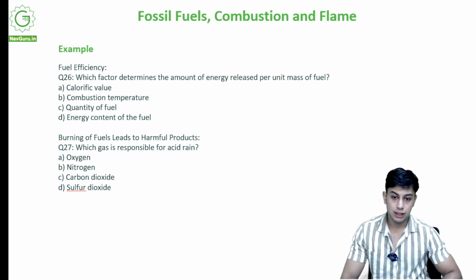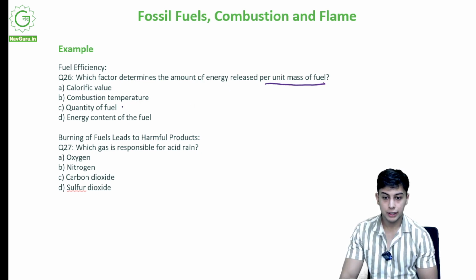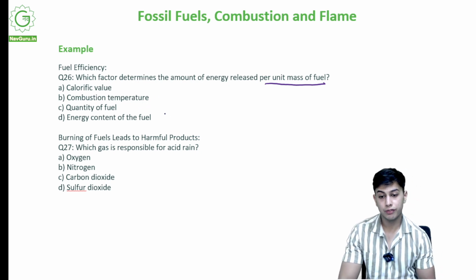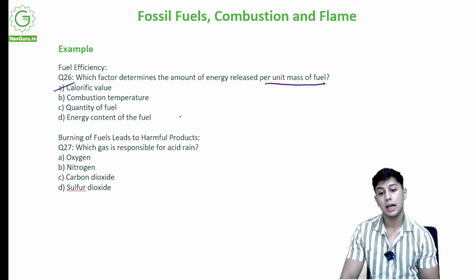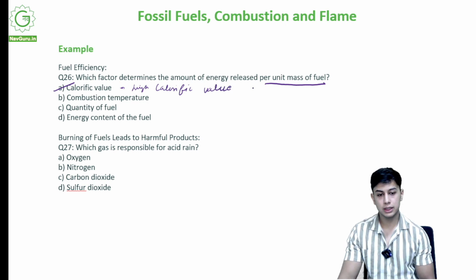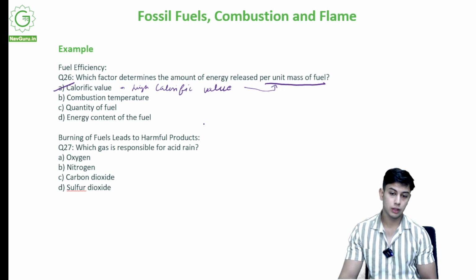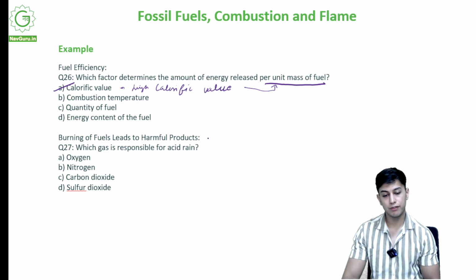Fuel efficiency. Which factor determines the amount of energy released per unit mass of fuel? Per unit mass of fuel. Calorific value, combustion temperature, quantity of fuel, or energy content of the fuel. The correct answer is A, calorific value. An efficient fuel has high calorific value. High calorific value means a lot of energy is released per unit mass of fuel. Okay, so calorific value.